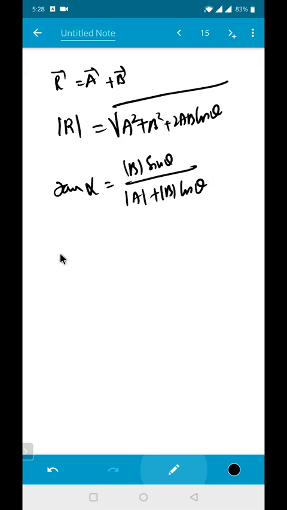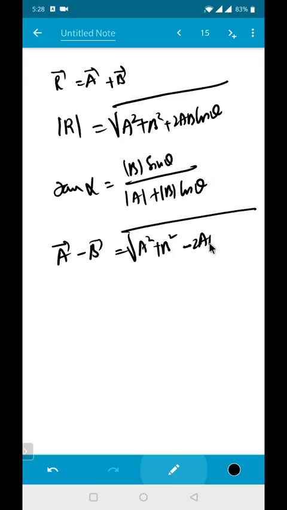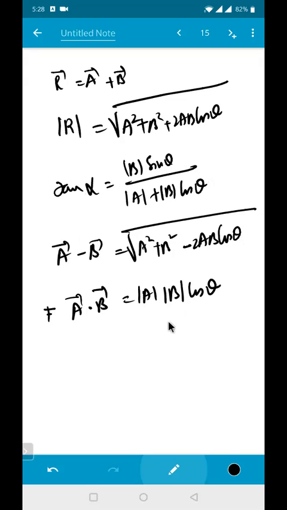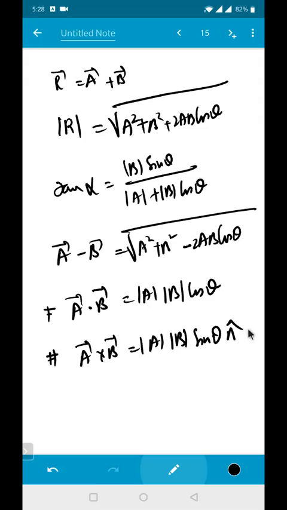In the same way, for the subtraction of vectors, A bar minus B bar is equal to the square root of A square plus B square minus 2AB cos theta. For scalar multiplication, A bar dot B bar is equal to mod A mod B cos theta, where theta is the angle between the two vectors. For vector multiplication, A bar cross B bar is equal to mod A mod B sin theta followed by the direction, and the unit vector n cap is perpendicular to both A bar and B bar. I hope you can do such questions comfortably.